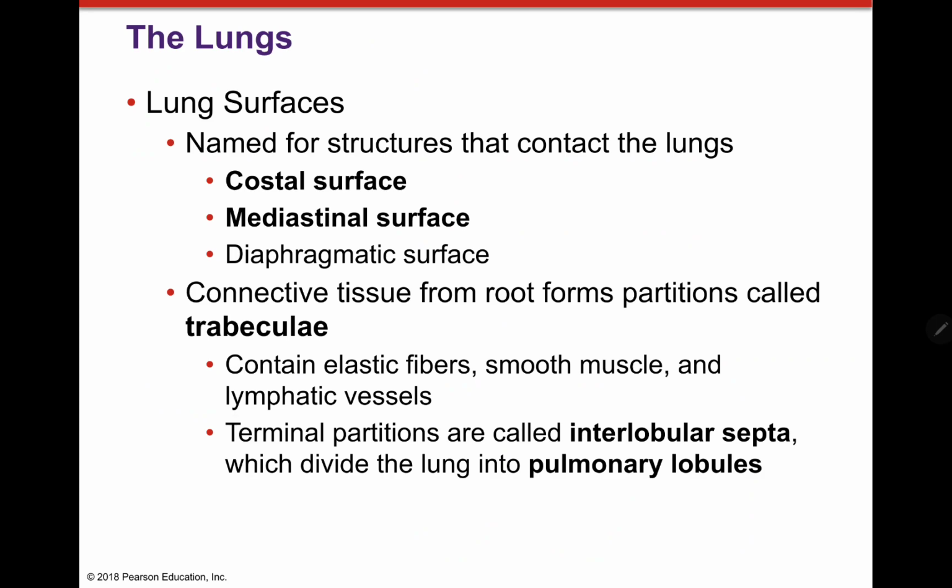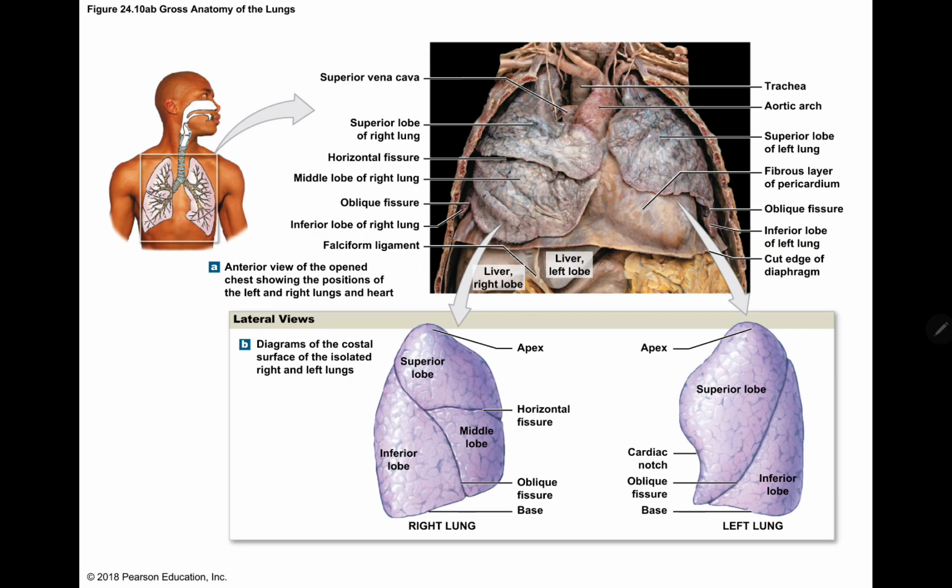When we're looking at the lung surfaces, those structures in contact with the lungs are named based off of their position. So you have a costal surface, a mediastinal surface, and a diaphragmatic surface. We're also going to have connective tissue from the root that forms partitions called trabeculae within the lungs. They contain elastic fibers, smooth muscle, and lymphatic vessels. Those terminal portions are called interlobar septa, which divide the lungs into the pulmonary lobules.